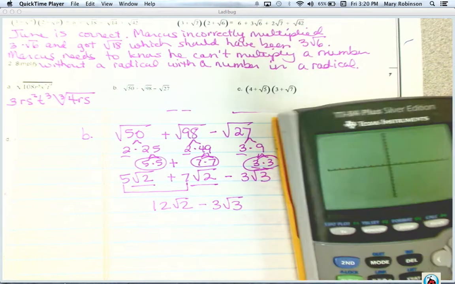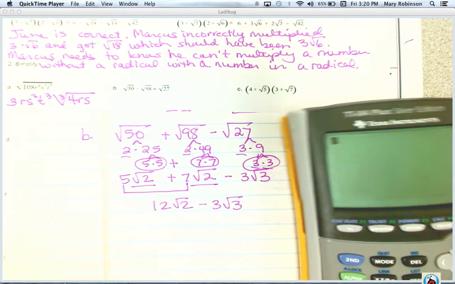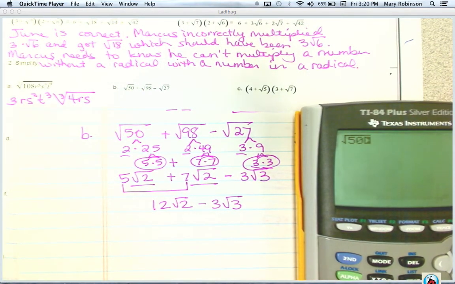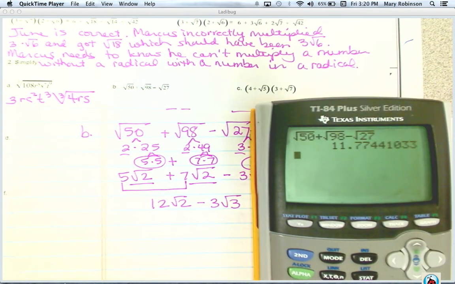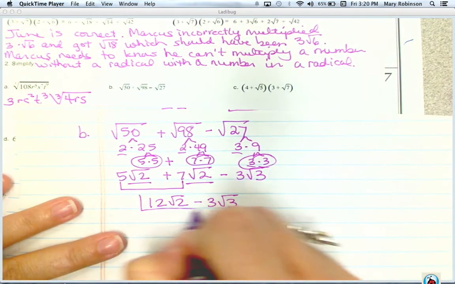And then, of course, we grab a calculator, we can check our answer. Please remember to do this on your test. If you type in the problem, hit enter, and then type in your answer, and they match up, so that tells you your answer is correct.